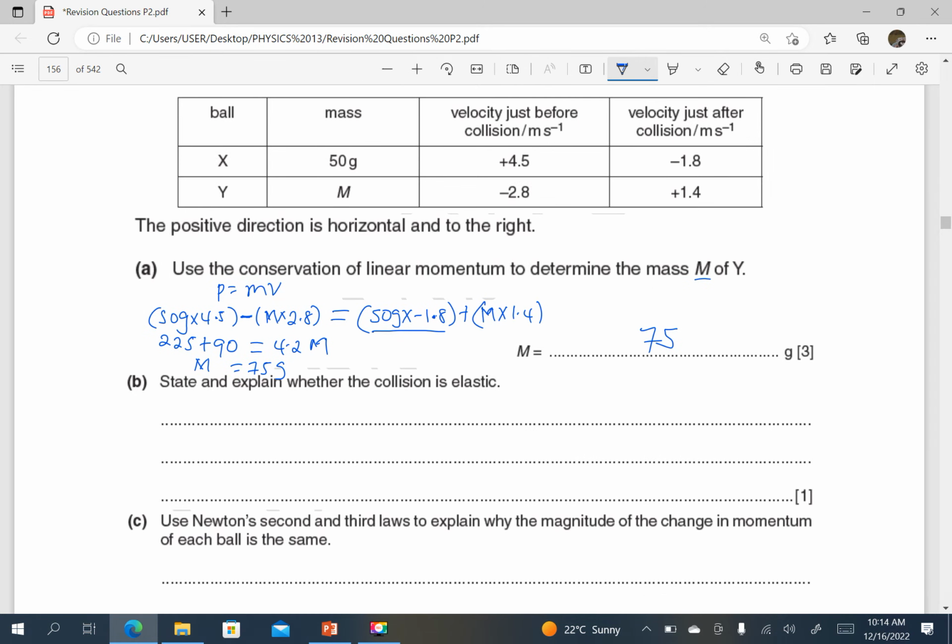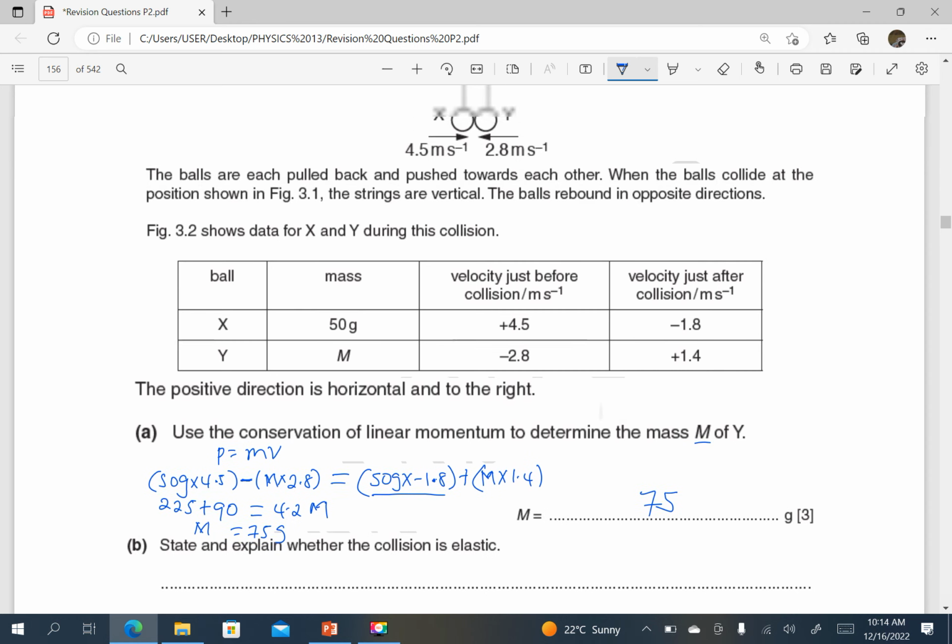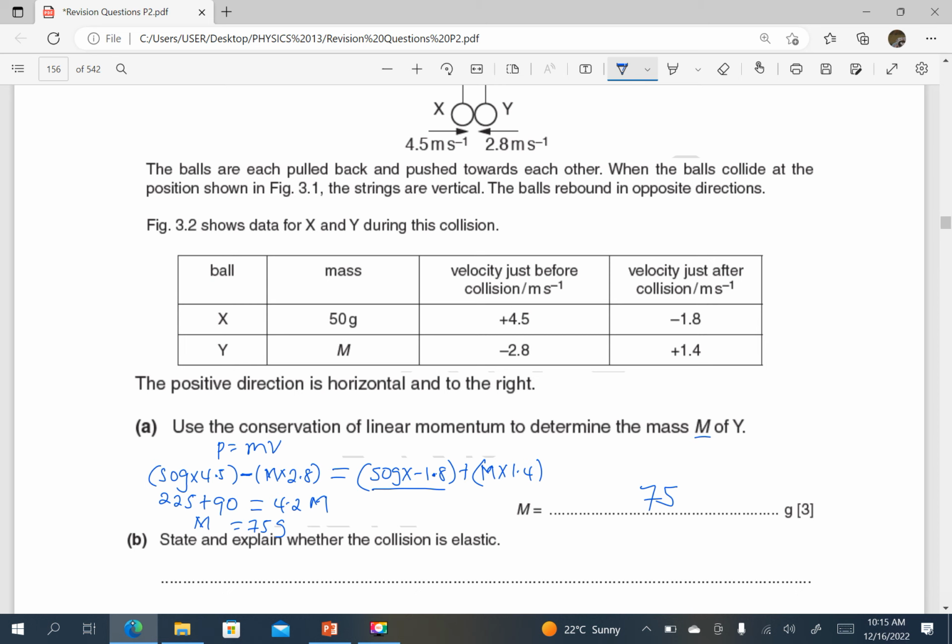Okay, state and explain whether the collision is elastic. We can check this easily by comparing the relative speed of approach with the relative speed of separation. The relative speed of approach is the speed with which they are moving towards each other. So we have 4.5 minus negative 2.8, which becomes 4.5 plus 2.8. The relative speed of approach is 7.3.